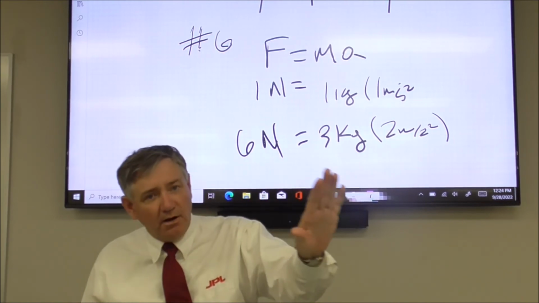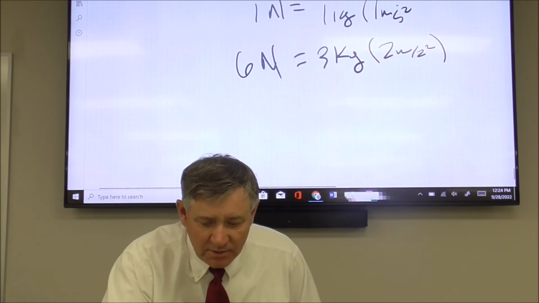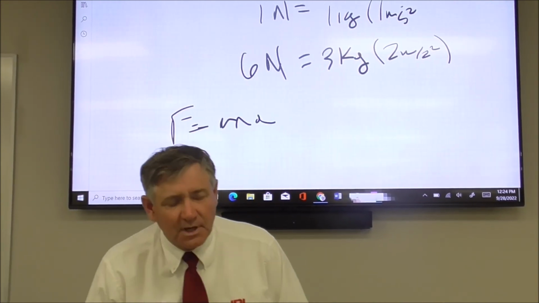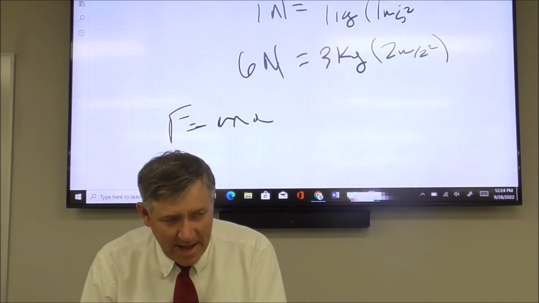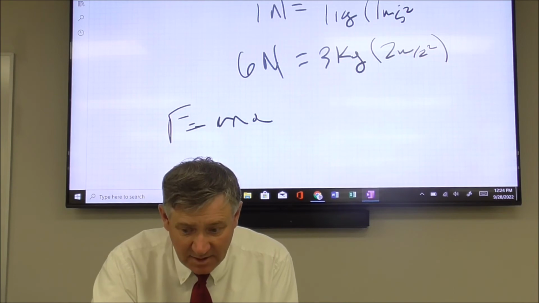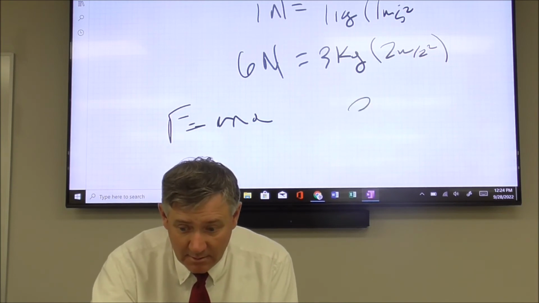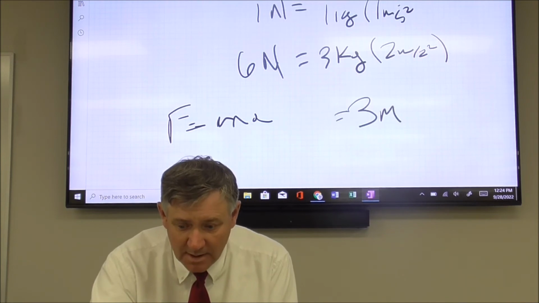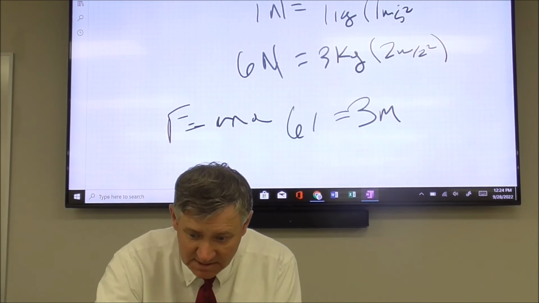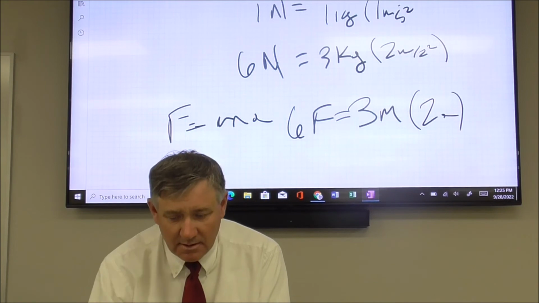Now, here's the more elegant approach to it. You start with F equals ma. Now, what's going to happen to your mass? It's going to increase by a factor of 3. So instead of m, we're going to have 3m. Instead of force, we're going to have 6F. So what's the only way this will balance out? 2A. If you have 2a.